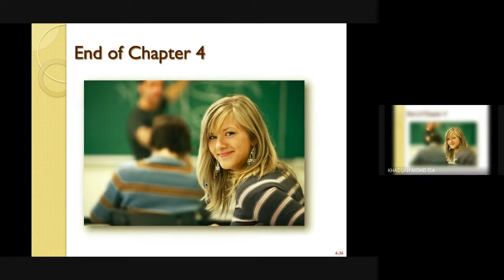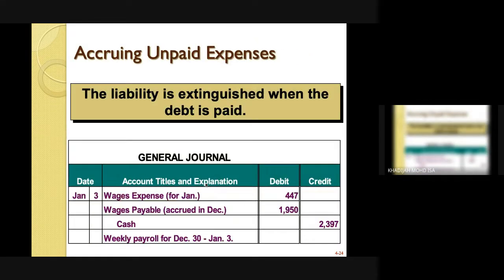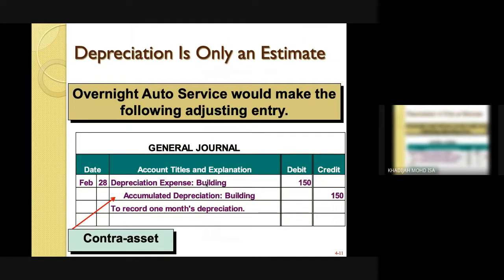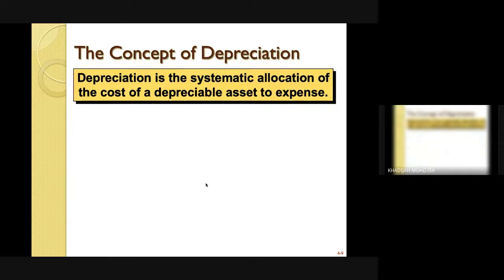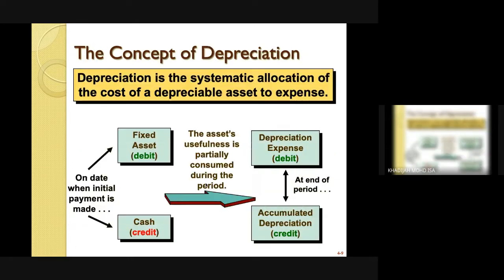All right, so okay, let me check on the depreciation just now. Who asked about depreciation earlier? All right, because depreciation is because we have assets, for example, your motor vehicle, your office equipment, your building, all these are supposed to be depreciated. It is the systematic allocation of the cost of a depreciable asset to expense. So from the asset, you convert that into expense.